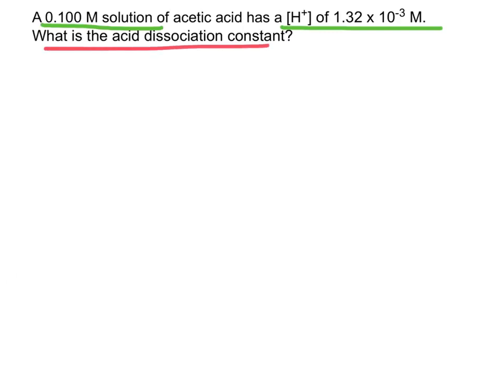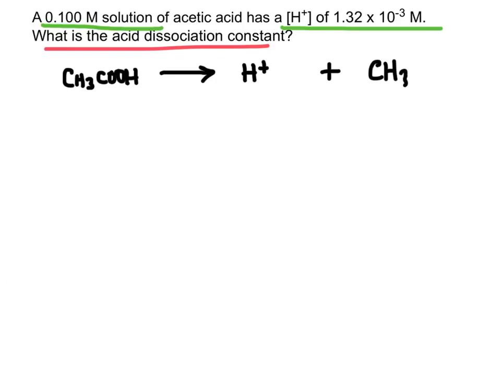The first thing you want to do when you're solving a problem like this is write out the dissociation chemical reaction. So this is acetic acid. That's the chemical formula for acetic acid. And this is going to dissociate into H plus and the anion just like that.